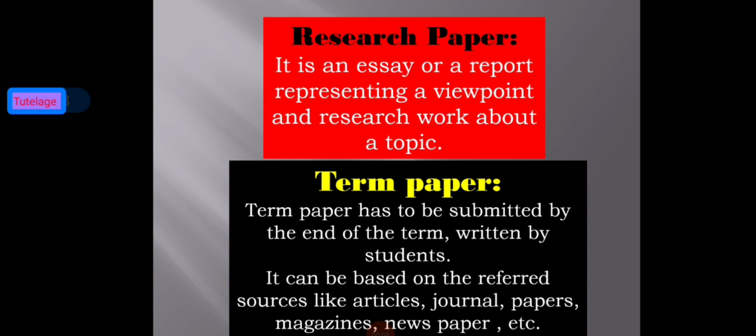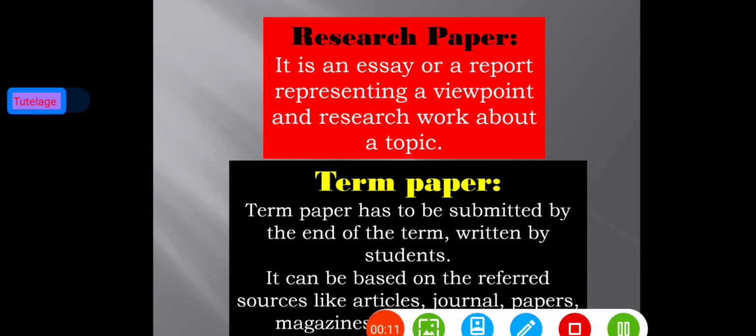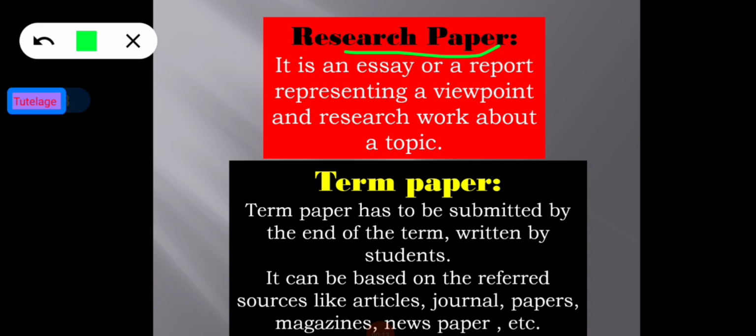Our first topic is research paper. At first we have to know what we mean by a research paper. Basically, a research paper is an essay or a report representing a viewpoint and research work about a topic. That means a research paper is supported by the work of others on the same or relevant topics, and it can be based on theory and available material, and can be based on experiments also. We have already said research papers can have different forms.